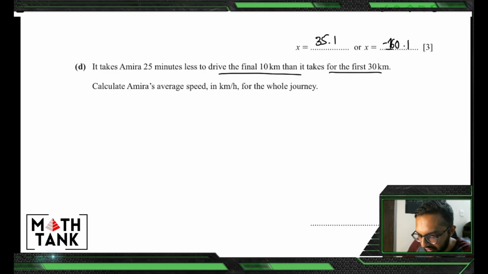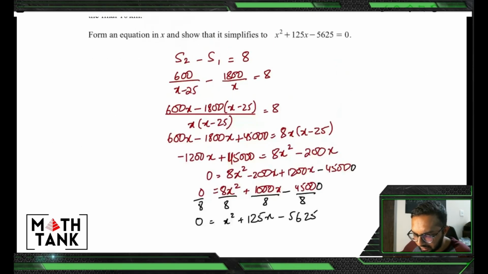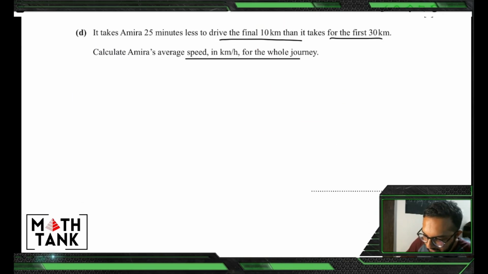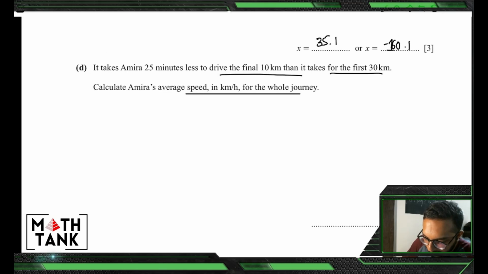kilometers. Calculate Amira's average speed in kilometers per hour for the whole journey. When I'm talking about the whole journey, it's total distance over total time. Obviously, I can't take x as negative 160.1. Why? Because x was basically the time and the time cannot be negative. So I'm going to take the positive time. I'm going to say that the first time that I had was x minutes. So time for the first part of the journey is 35.1.